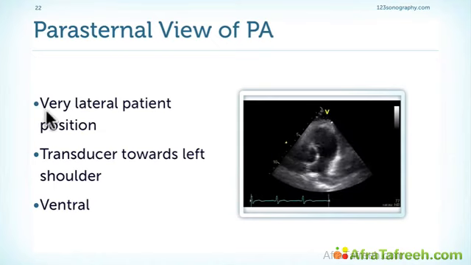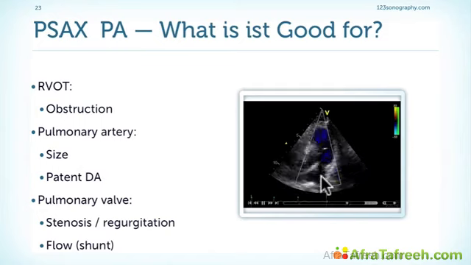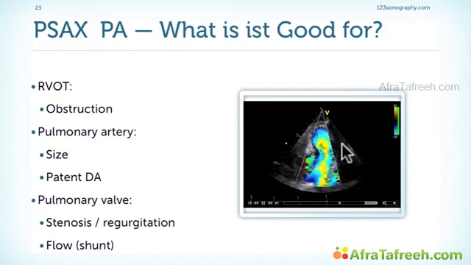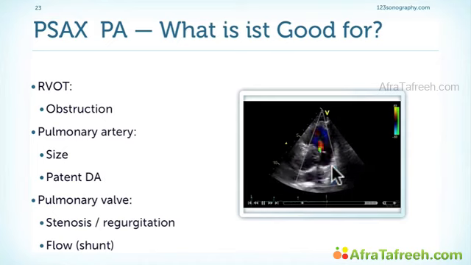How do we get to that view? We have to position the patient in an even further lateral position, and we have to tilt the transducer towards the left shoulder and also move the transducer more ventrally. What is this view good for? It's good to assess right ventricular obstruction. We talked about that earlier. But also to look at the size of the pulmonary artery, which is important in special clinical situations.